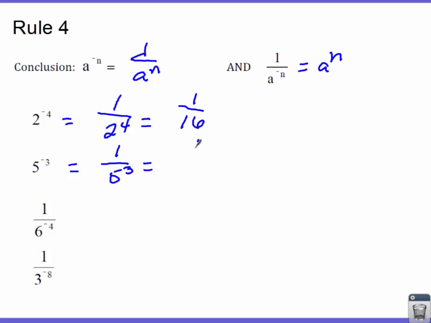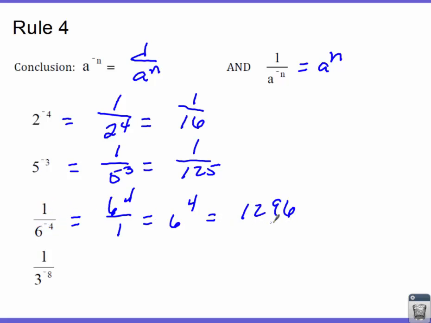Okay, so then that would give me 1 over 125, because 5 to the 3rd power is 125. Now, if the negative exponent is in the denominator of the fraction, it's going to flip it to the numerator. So this would then become 6 to the 4th power over 1, which we know is just 6 to the 4th power. So then, in order to evaluate that, you type in 6 to the 4th power to your calculator, and you get 1296.